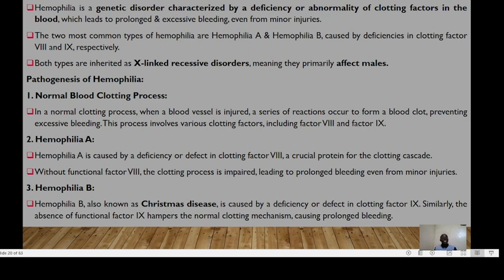So what about the pathogenesis of hemophilia? We talk about the normal blood clotting process.